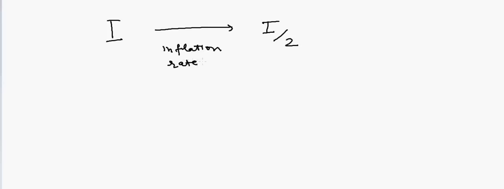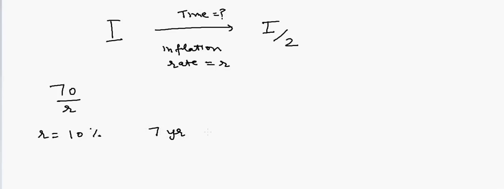So the inflation rate is equal to R, and you want to calculate how much time it will take, right? So your investment is becoming half because of the inflation, and the rate of inflation is R. So how much time should it take for your investment to become half? The simple trick to approximate the time is to take the number 70 and divide it by R. So for example, if you have an inflation rate of 10%, then it will take 7 years for your money to become half of its value.